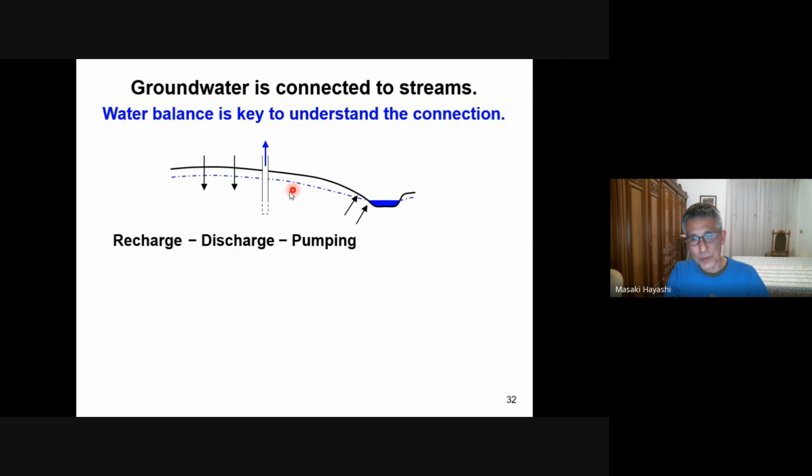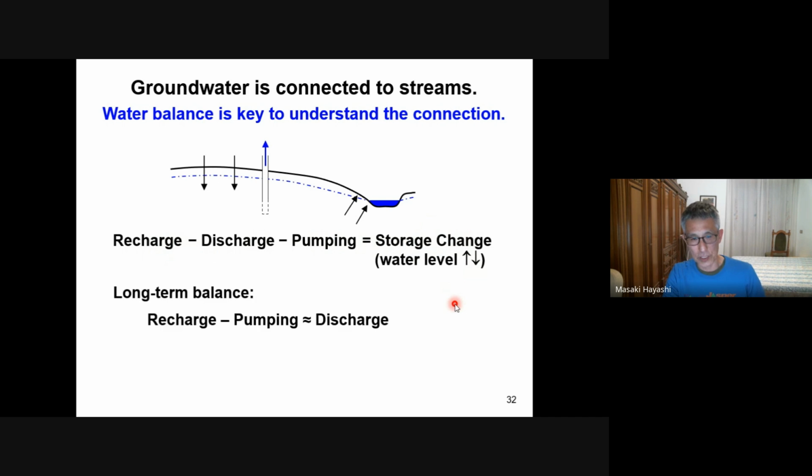And then we might have some farmers pumping water from the watershed. And then you look at the balance between input and output by discharge and pumping, that gives a storage change. So when you have more input than output, you have a storage increase. And if you have more output, a storage decrease. In the case of groundwater storage, that shows up as a water level change. Groundwater level goes up or down depending on the storage change.